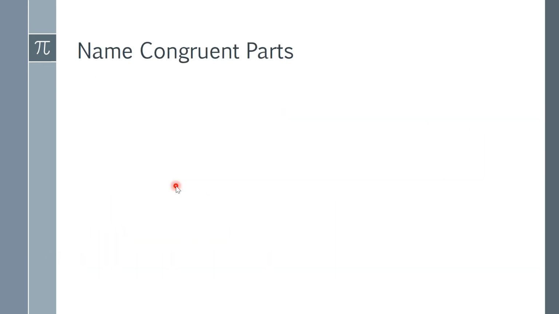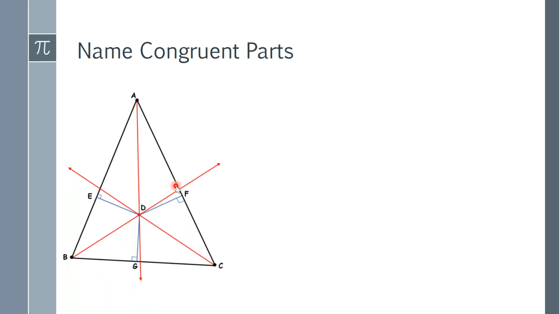So let's take a look at what we're going to have to be able to do with the incenter and with the angle bisectors. So we're going to name some congruent parts here. So here is our triangle, and we're going to name segments that are congruent. We're going to assume that D is the incenter. So what things can we say are congruent based on that being the incenter?